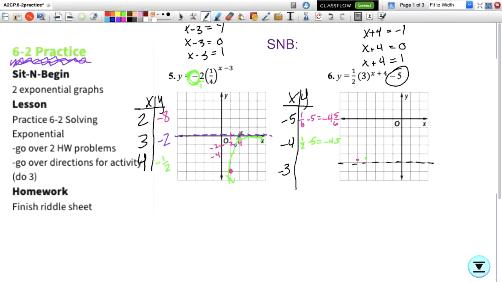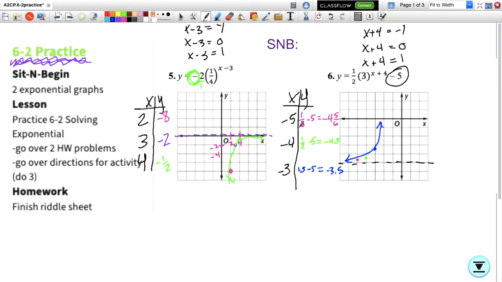The last point I'm going to do is this negative 3. Negative 3 plus 4 is 1. 3 to the first power is just 3. So half of 3 is going to be 1.5. So I currently have 1.5 minus 5, or I could think of it like 2 minus 5 is negative 3, but I have a 0.5 there, so I'm actually going to be at negative 3.5. Okay, so I'm going to go over to negative 3. I'm going to go down 1, 2, 3, and half a box. So you can see, there's my little trend right there. It's starting to increase, and it should hug that asymptote.